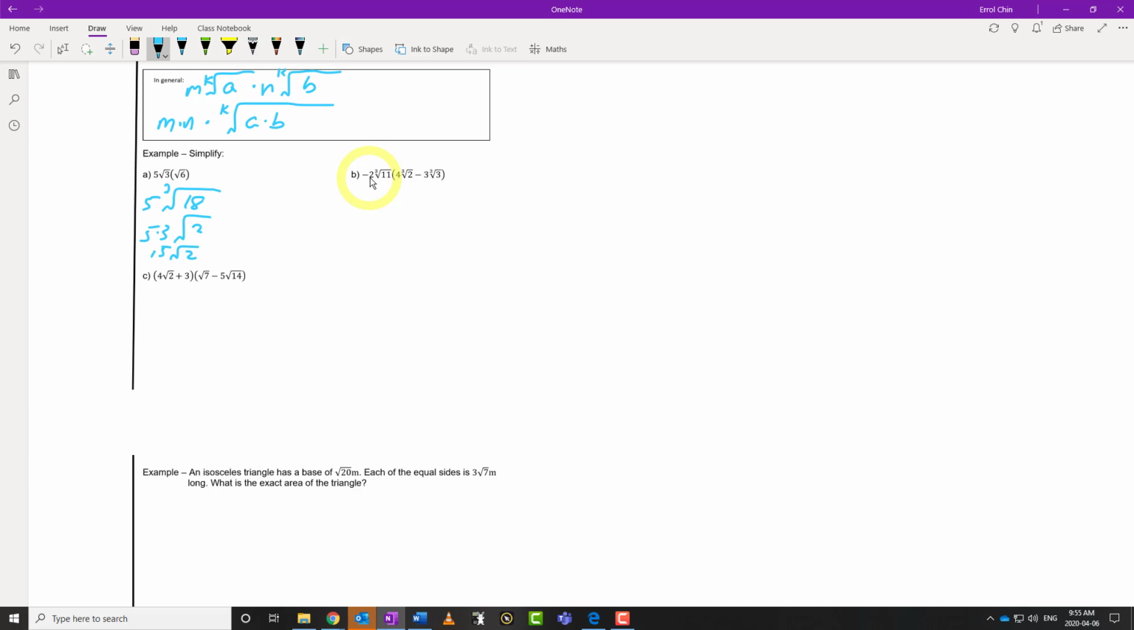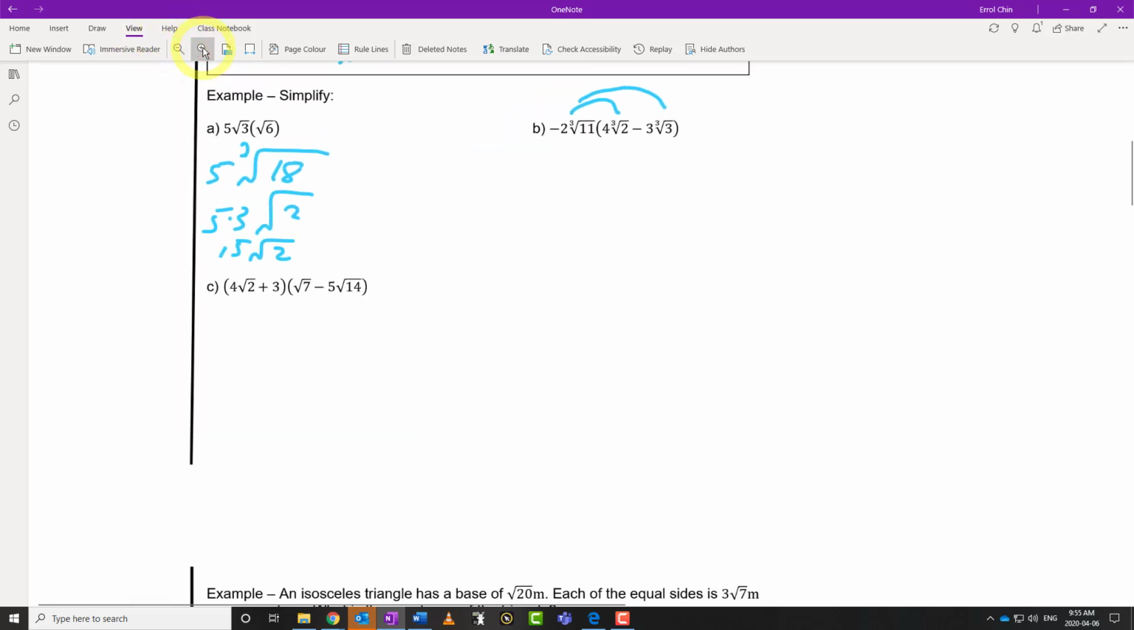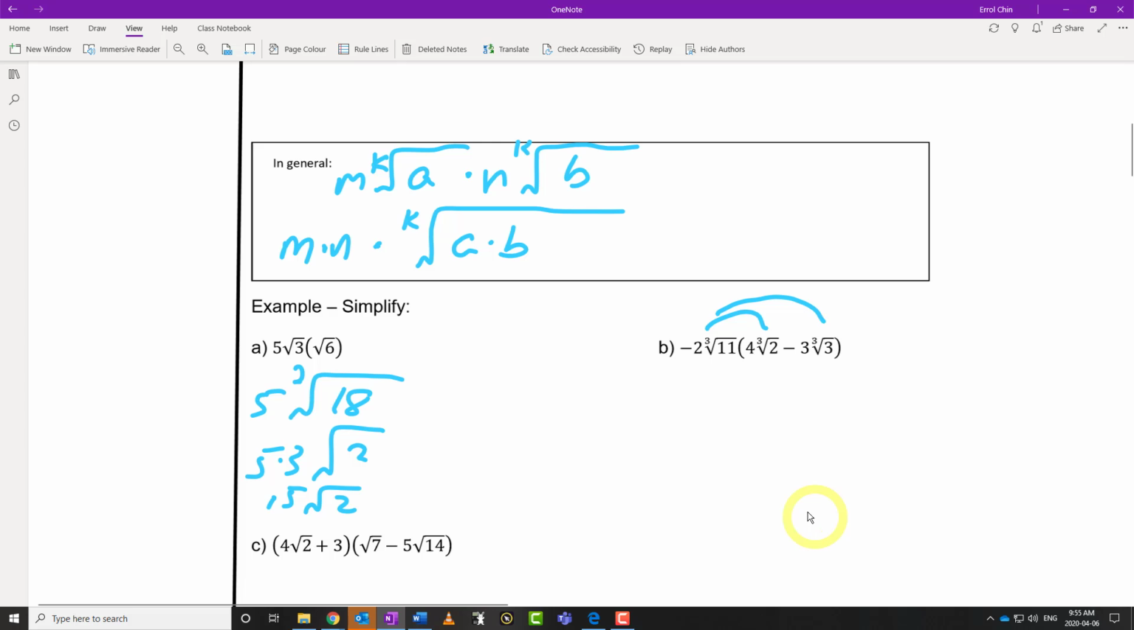Moving on, we have what looks like negative 2 root 11 with an index of 3 times 4 cube root of 2 minus 3 cube root of 3. Well, we know we can distribute. I always draw the lines. And let me just blow this up so we can see this. So this becomes negative 2 times 4. That becomes a negative 8. We have the same index. That's important. It has to be the same index. And then this becomes cube root of 2.